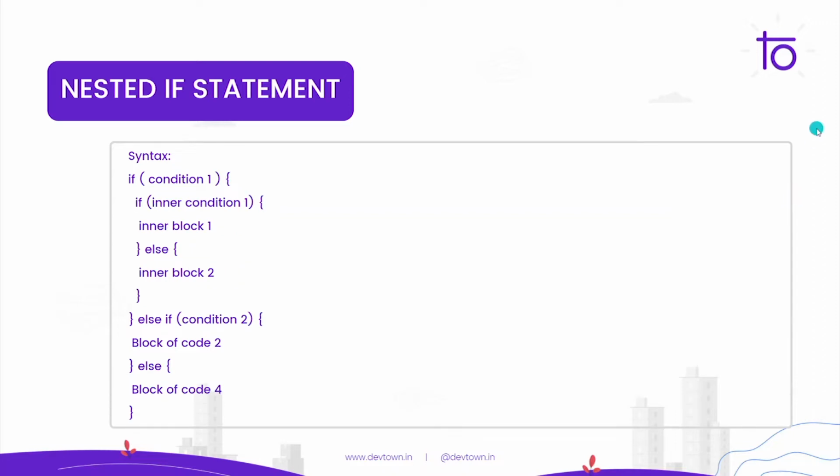Nested if statements are simple to understand. They are just if else if within other if else if blocks.